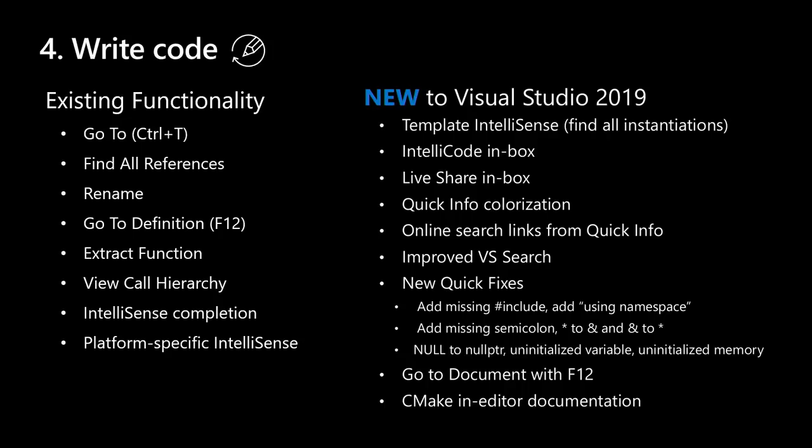But lastly, on the right-hand side of the column is things that are actually completely new to Visual Studio 2019. I showed most of these. I didn't show, for example, Live Share, which is the third bullet there. But there's plenty of talk about Live Share at Build. And the main thing to know is that C++ is supported with Live Share.